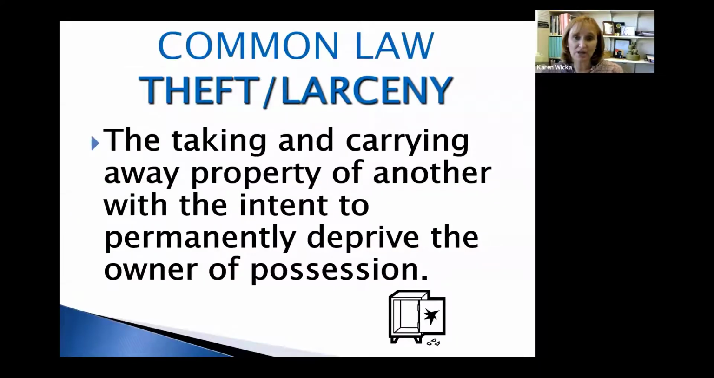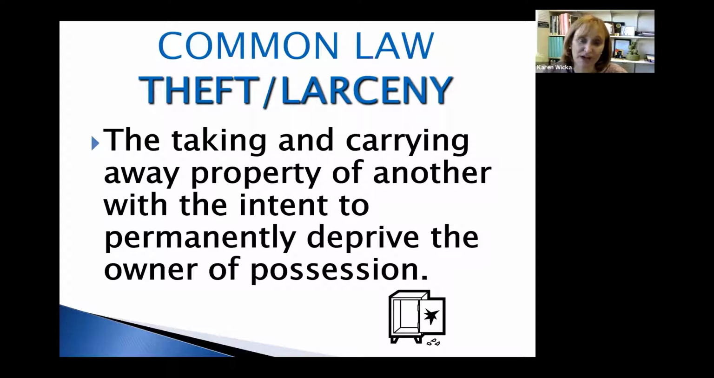Well, under common law, that was referred to as theft or larceny. Theft or larceny was defined as taking and carrying away property of another with the intent to permanently deprive the owner of possession. So you had to actually take it and carry it away. Now, carrying away doesn't have to be very far. It could be picking it up and putting it in your mouth. So there's no distance or anything for carrying away. And taking and carrying away could all be part of the same action.